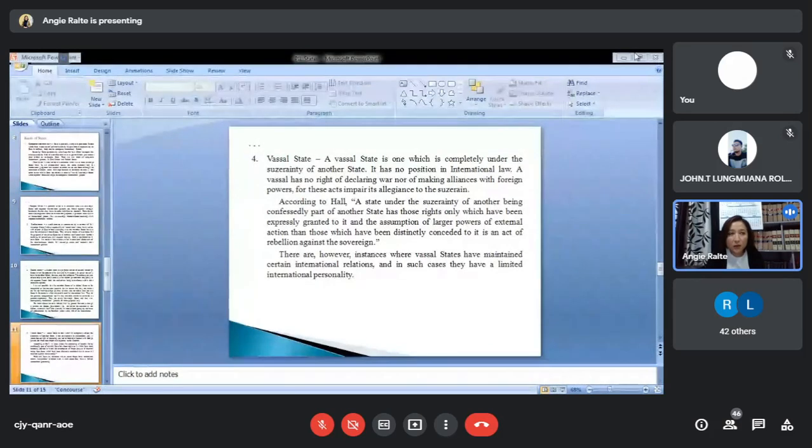A vassal state, some of its internal matters are also controlled by other states, okay. External matters, foreign relations, but they allow their sovereignty to look after their internal affairs. But the internal matters are also controlled by other states.